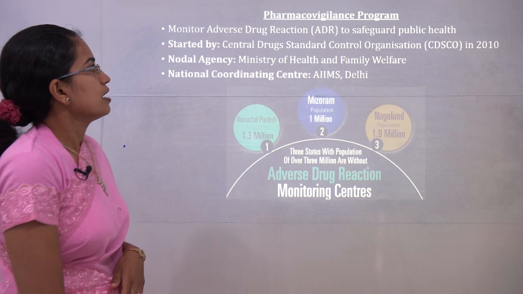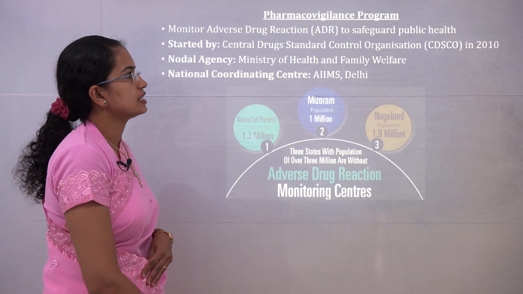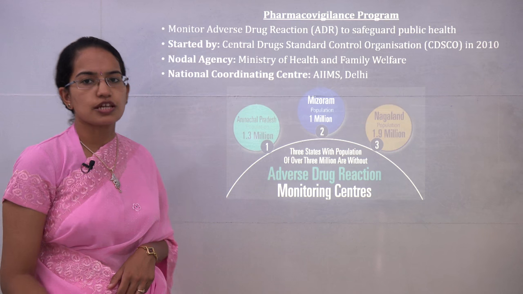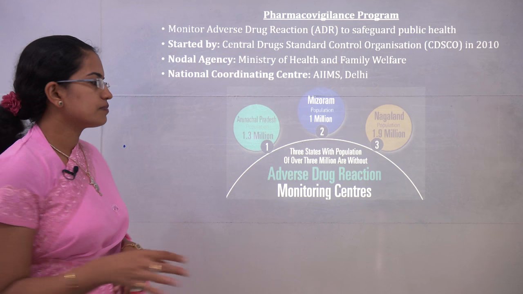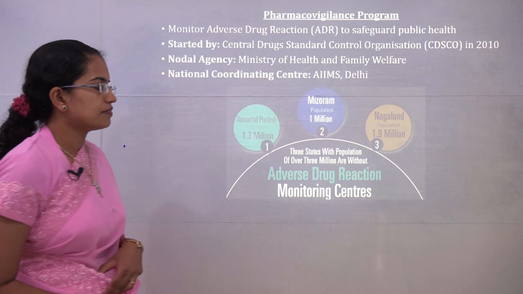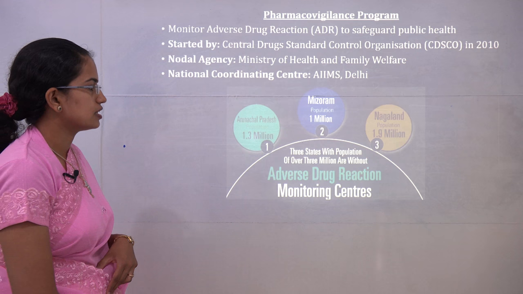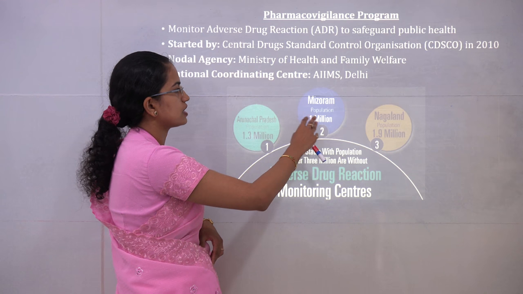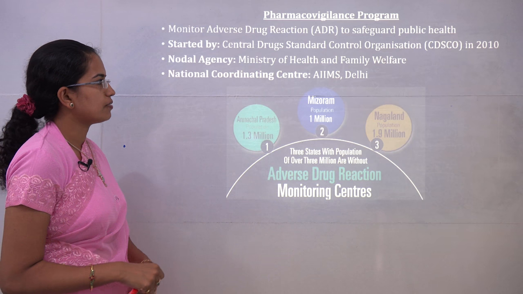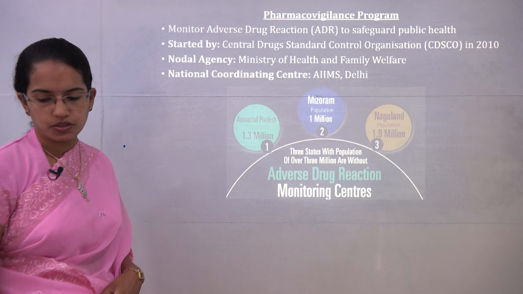The next is the Pharmacovigilance Program. Now this is to monitor adverse drug reactions to safeguard public health. However, there are three states which are still not following the adverse drug reaction monitoring centers. Those are Arunachal Pradesh, Mizoram and Nagaland. This has been run by the Ministry of Health and Family Welfare and coordinated by AIIMS New Delhi.